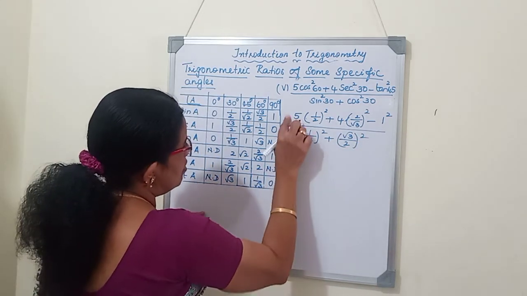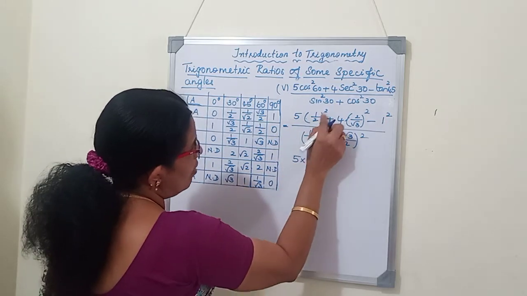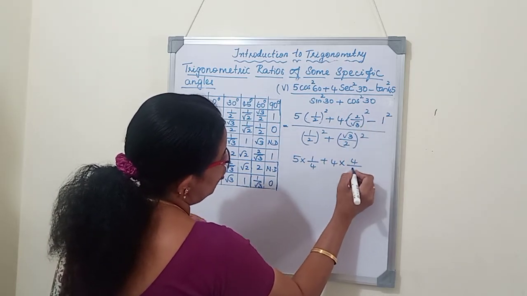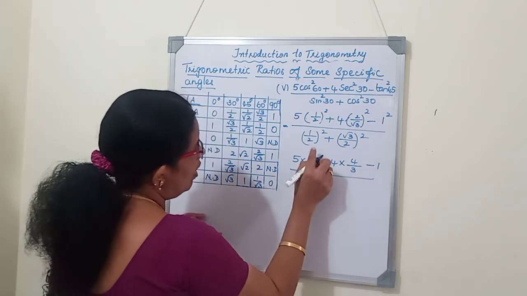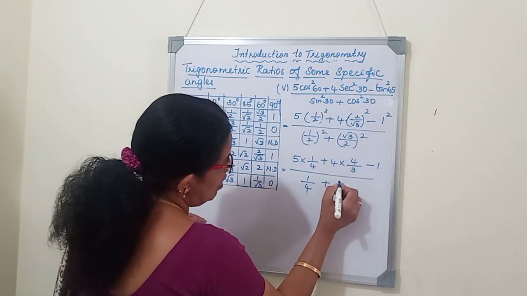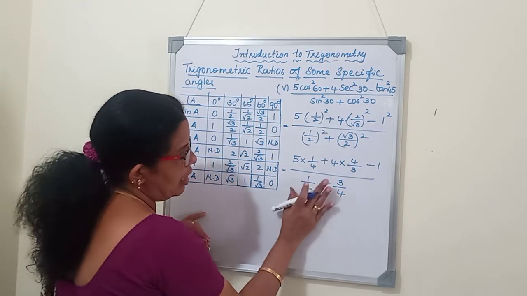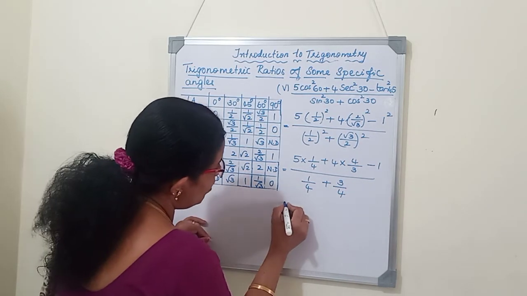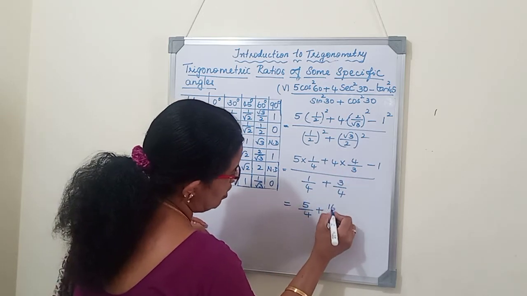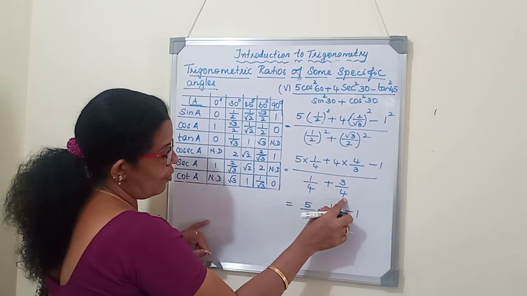Now equals 5 into 1 by 2 square is 1 by 4, plus 4 into 2 by root 3 square is 4 by 3, minus 1, divided by 1 by 2 square is 1 by 4, plus root 3 by 2 square is 3 by 4. So denominator 1 by 4 plus 3 by 4 becomes 1. So this denominator part we can avoid, no need to write. Numerator is 5 into 1 by 4 is 5 by 4, plus 4 into 4 by 3 is 16 by 3, minus 1. Denominator I am not writing because 1 by 4 plus 3 by 4 is 1.